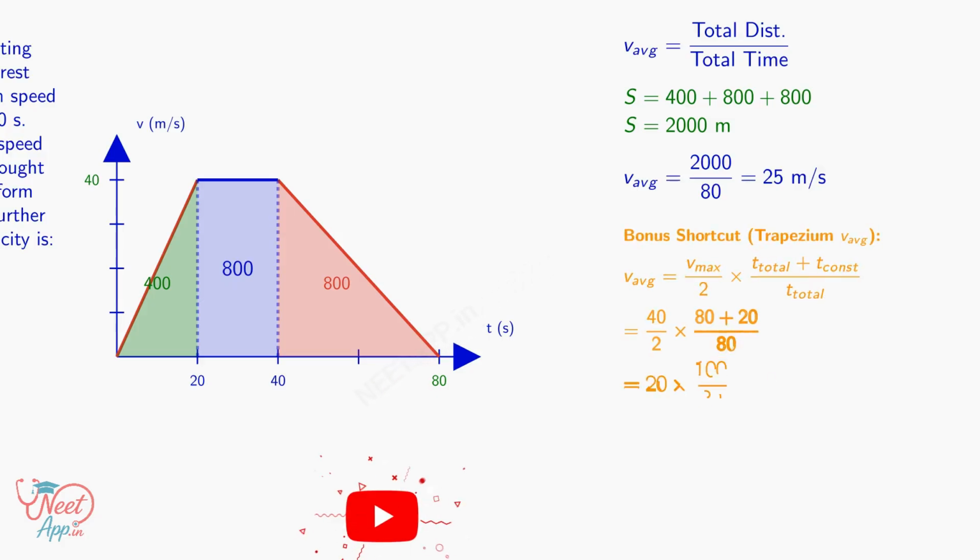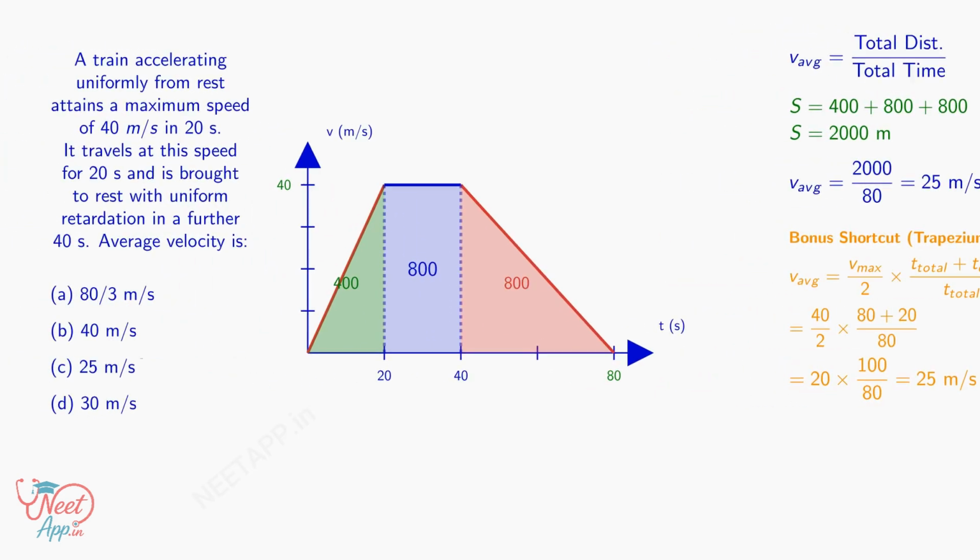You can skip calculating separate areas. Use the trapezium average velocity formula. V average equals max velocity over 2 multiplied by the sum of total and constant times divided by total time. Plugging in our numbers gives 25 meters per second instantly.